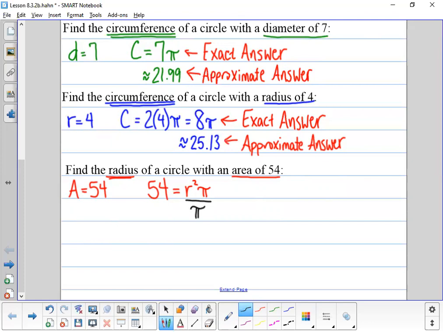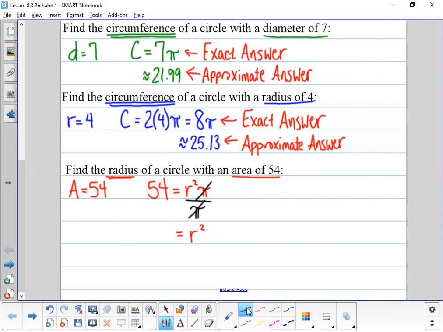Now, anytime I have something divided by itself, whether it's a number or a variable or an irrational number like pi, if I have something divided by itself, I get 1. So pi divided by pi is just 1. It reduces down to 1. So now the right side of my equation is 1 times r squared, or just r squared.